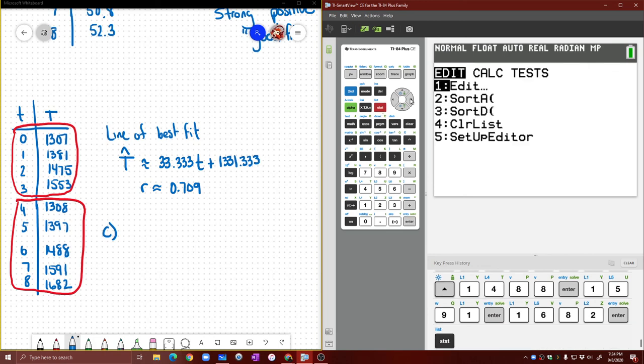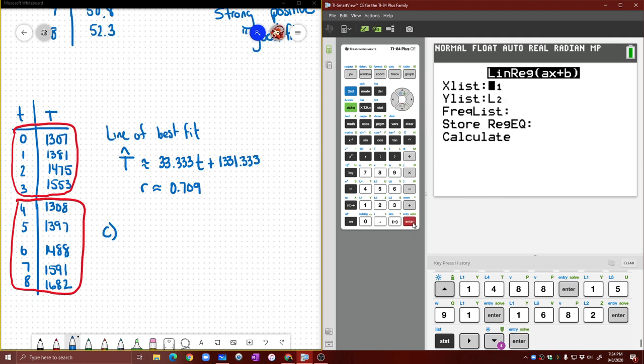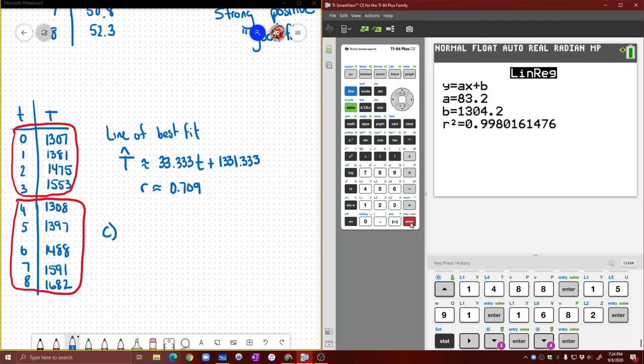So I'm going to go stat, calc, linear regression. L1, L2 is going to be that first group here. Okay. And now watch what happens. Woo, look at that R value. So that first model.